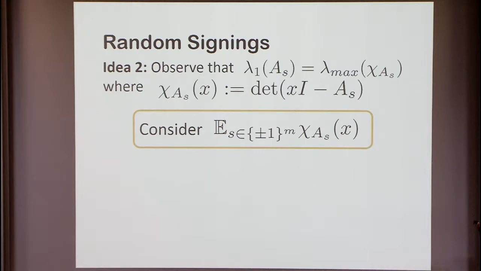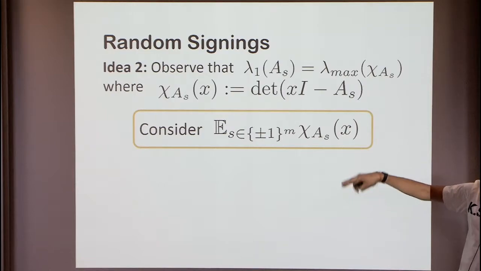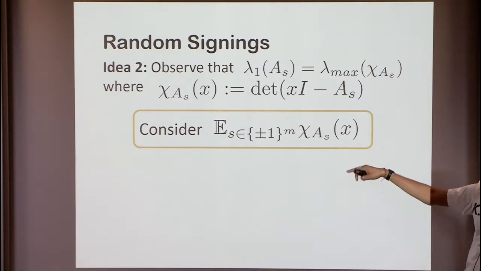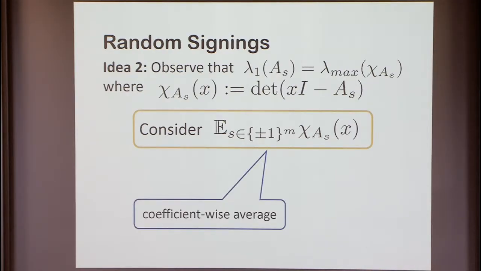And the main idea is to look at this object, the expected characteristic polynomial of a random signing of the adjacency matrix. So you give me a matrix, I look at all possible signings. For each one I get a polynomial. I literally average these polynomials. And this is literally what it looks like. It's a coefficient-wise average of the polynomials.